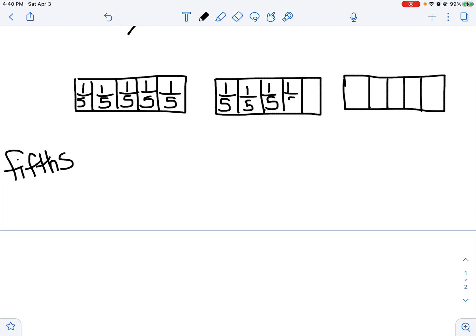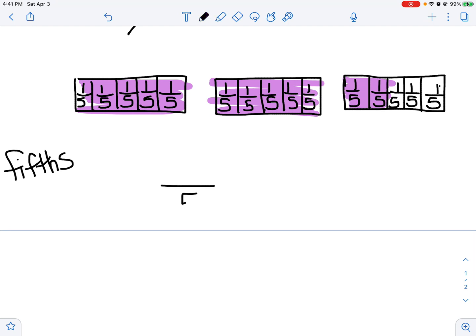And if you need to label it like this so that it makes sense for you on your assignment, please do that. It is helpful, even though it does take some time. Now let's say I ate this much of my granola bars. I ate this granola bar, I ate this granola bar, and then I ate this much of my other granola bar. Let's count how many fifths.